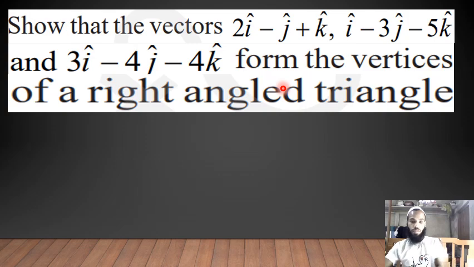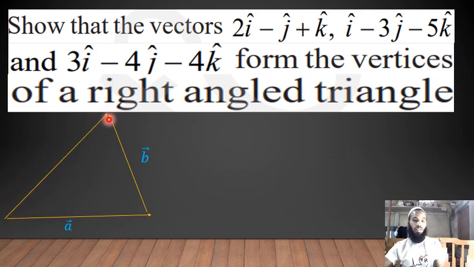If we draw the triangle, and we denote this vector as a vector and this vector as b vector, then the result of the sum of these two vectors will be the third vector joining this point and this point. Let the third vector be c, this is c. Now we have to check whether this triangle is right angle or not.